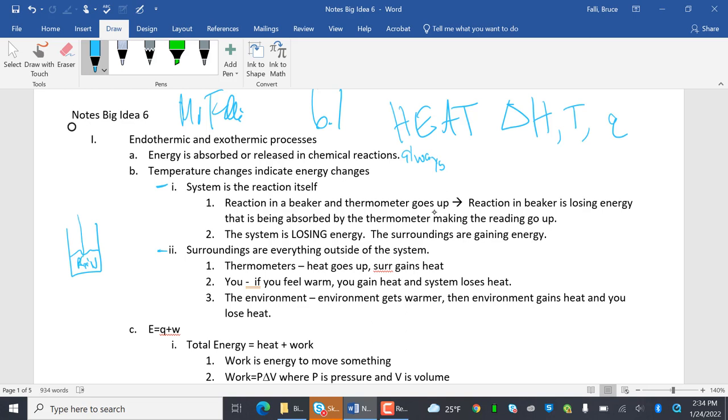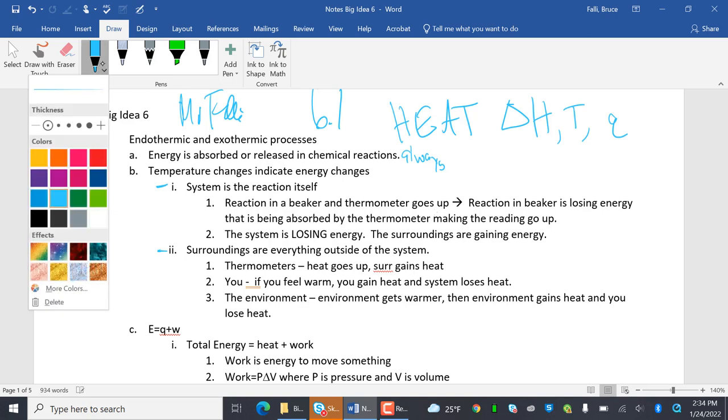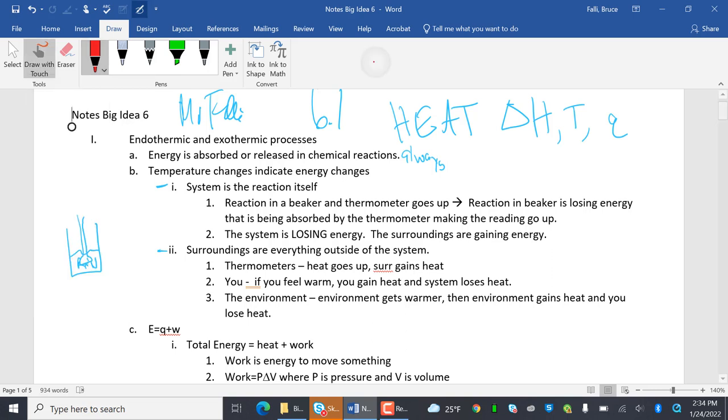So if I put the thermometer in here, right? Let's say I make it a red. Oh, come on. Come on, you punk. That's red. You're punking out on me.